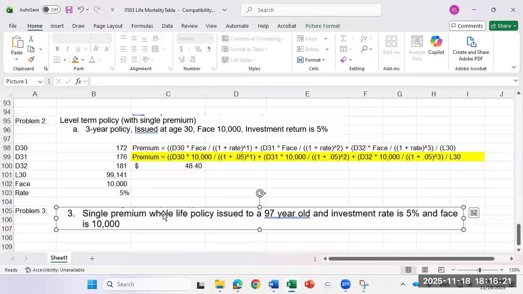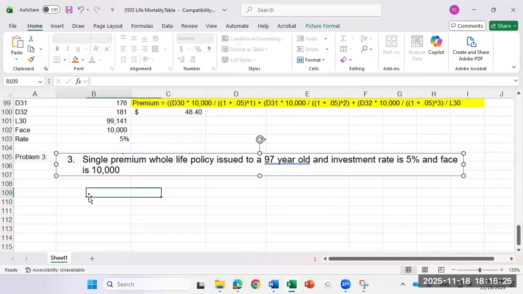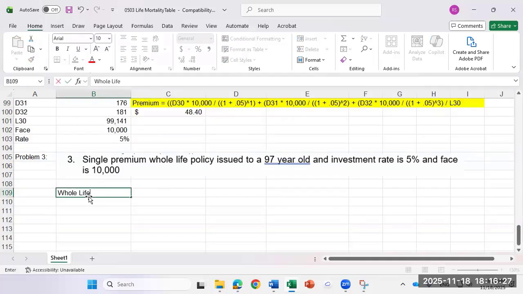All right, so if you see whole life, just be real careful here. If you see whole life, the D's go to age 99. So if the issue age is 30, you got to do D30, D31, D32, D33, all the way out to D99, which means I'm not going to give you a 30-year-old whole life. I'm going to give you a 96, 97-year-old.